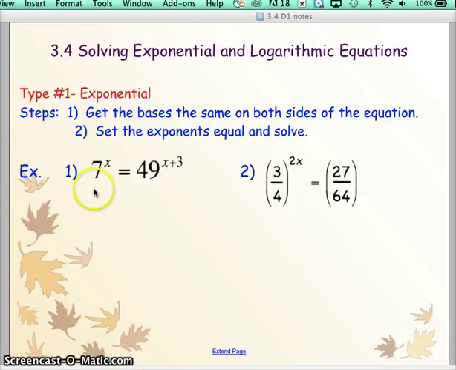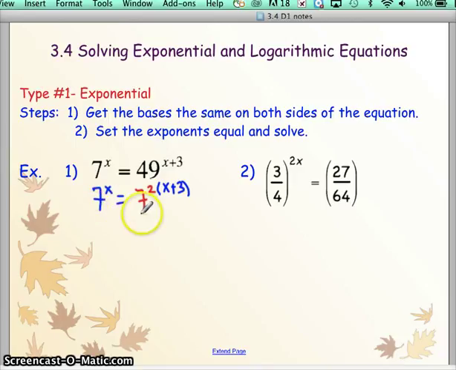solve. So I'm looking at problem number 1, and I'm saying to myself, 49, I could have a base of 7. If I just rewrite the problem, 7 to the x equals, but now I'm going to make 49 7 squared. That way I'll have the same base of 7. But there's still up in the exponent x plus 3.